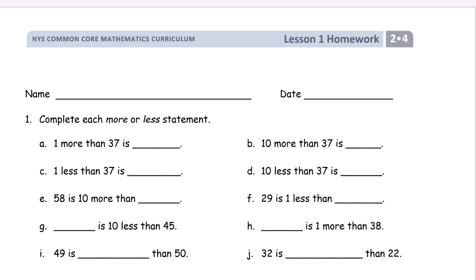Welcome to the homework for grade 2, module 4. This is lesson 1. Always get your name on there first. Complete each more or less statement. 1 more than 37 is 38. 1 less than 37 is 36.